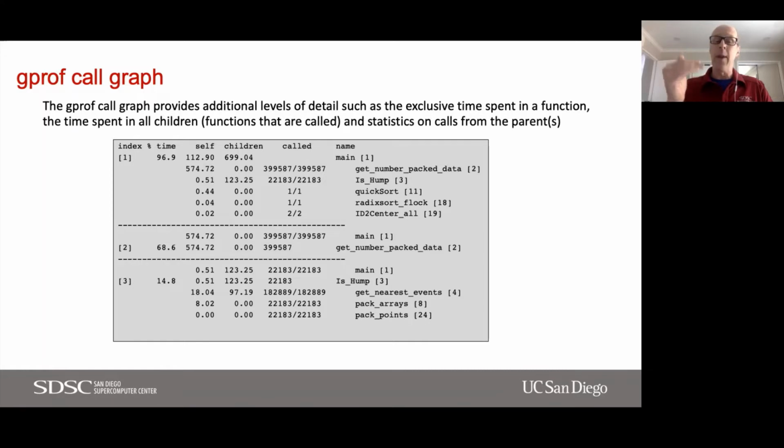And then if we go down to the next block of output, we see that we're looking at is hump. Above that is main, because main was the calling routine. And after that is get nearest events, pack arrays, and pack points. So this is useful, especially if you find that functions or routines are being called by multiple parents. And in that case, you might find opportunities to, say, eliminate redundant calls to that function.